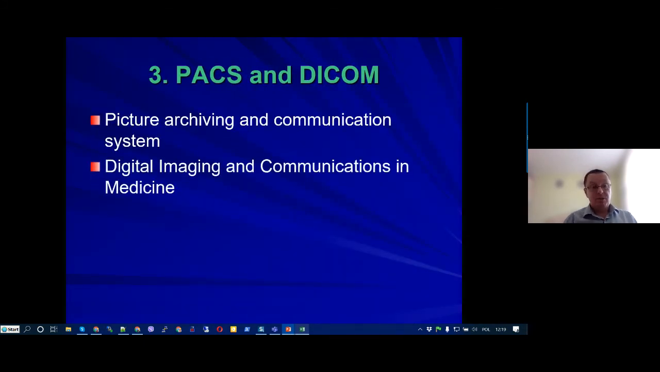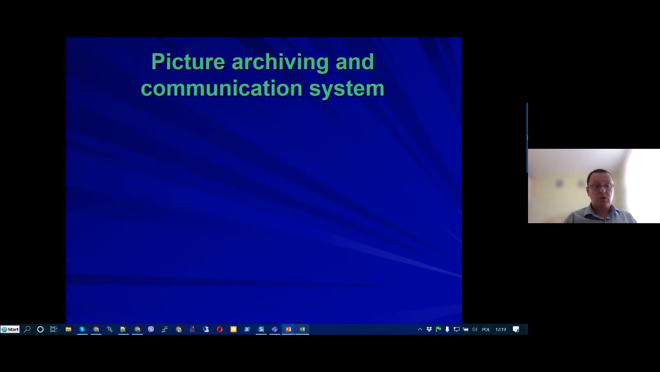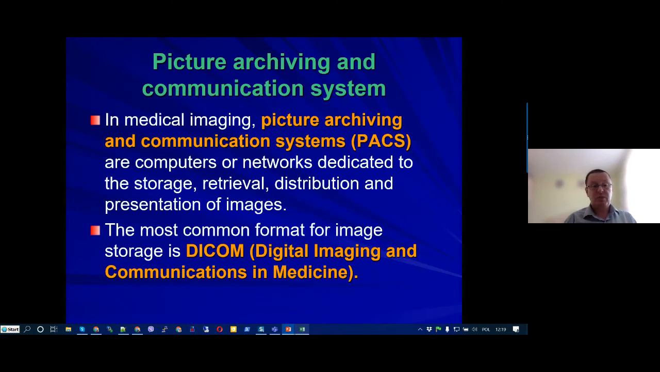Okay, now it's time to get into the third question of the lecture, the picture archiving and communication system and the standard for medical image exchange, DICOM. So in general, a picture archiving and communication system is a computer network dedicated to storage, retrieval, distribution and presentation of images. And DICOM is the most common international format for medical image storage, Digital Imaging and Communications in Medicine.